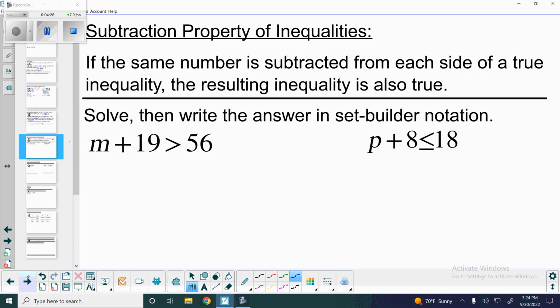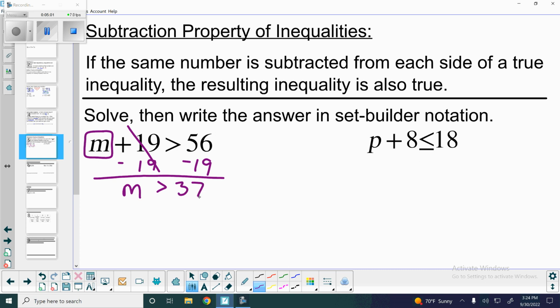We can also do this with the subtraction property. So if the same number is subtracted from both sides, then we can still have a true inequality. We're going to also practice writing the set builder notation. So whenever we're looking at this, if it's m plus 19 is greater than 56, okay, I'm going to subtract 19 because, again, the goal is to isolate m. When I do this, I'm going to have m is greater than 56 minus 19. If you subtract that, that's going to give you 37. Okay, and then this would be your answer.